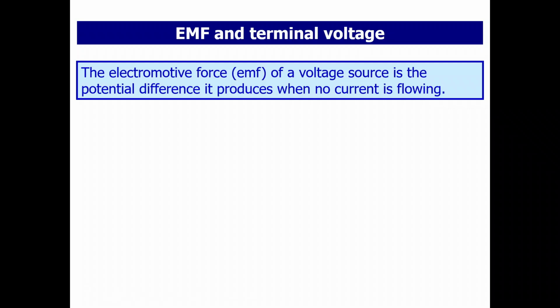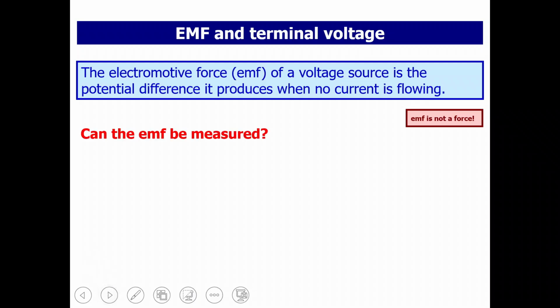So we assume that the electromotive force of a voltage source, the EMF, is the potential difference, the voltage it produces when there's absolutely no current flowing. But remember that EMF is not actually a force. Like a lot of things in physics, they have been using the term for so long that they just can't get rid of it. So we call it EMF, not electromotive force, if at all possible, and we use that curly E for that.